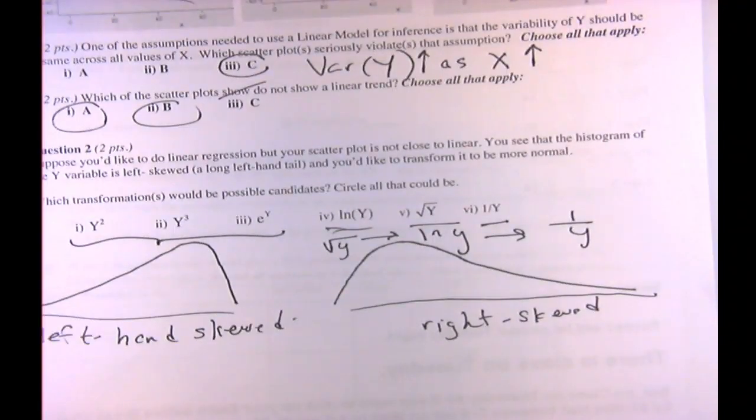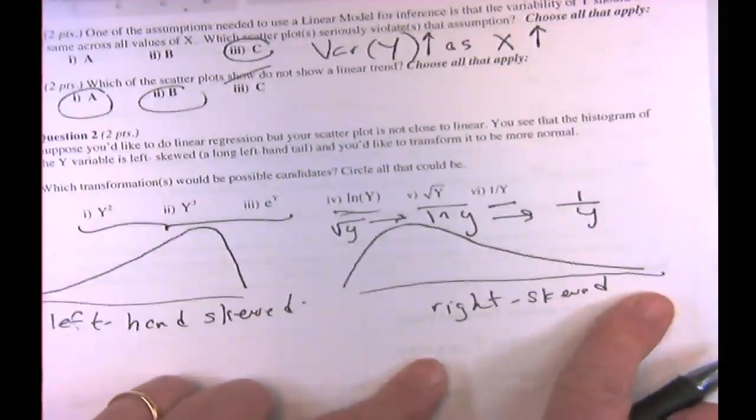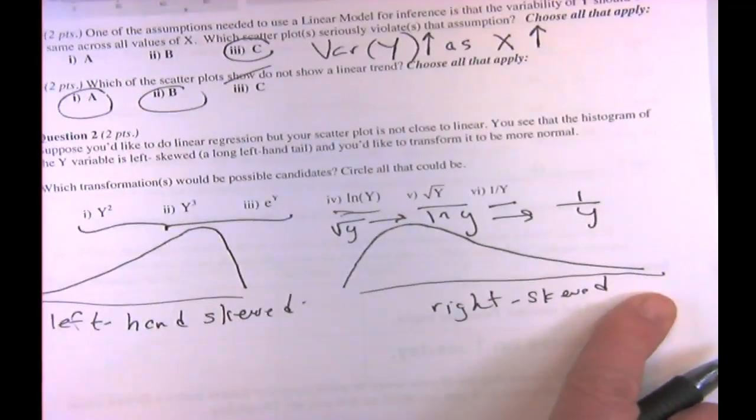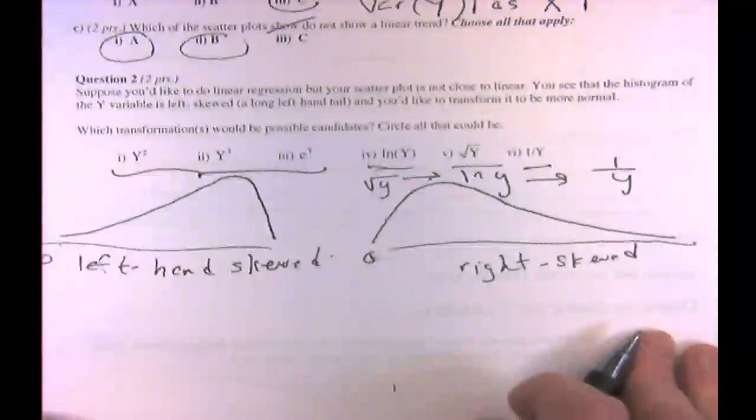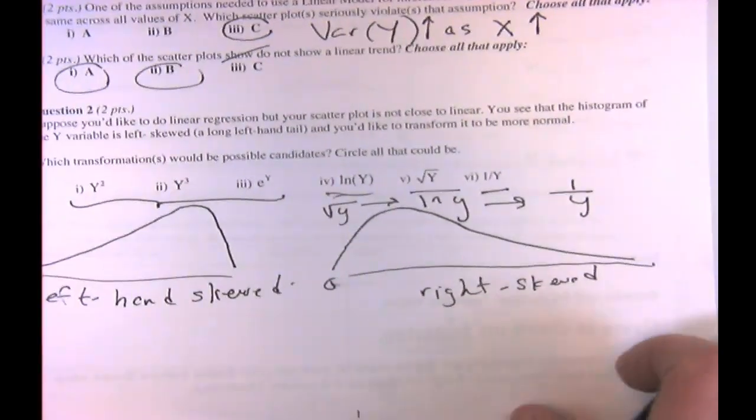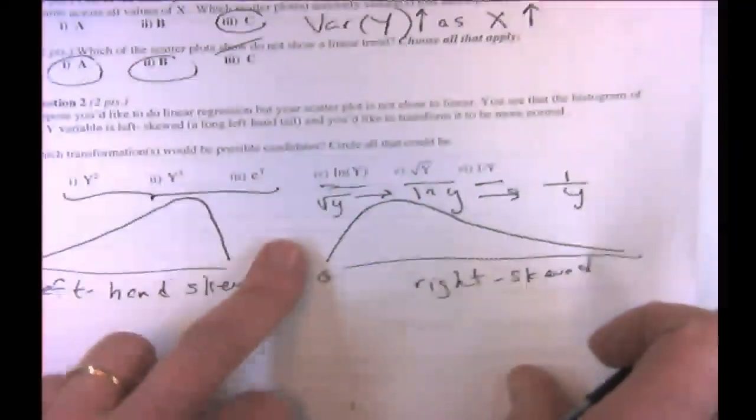All right, so any questions on that? Right skewed just means long right-hand tail, left skewed long left-hand tail. And all our data that we've been looking at is positive. You can't take logs of a negative number or the square roots. So they're all positive, what we've been looking at.